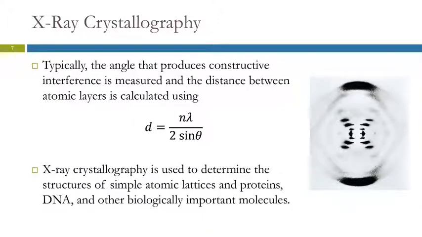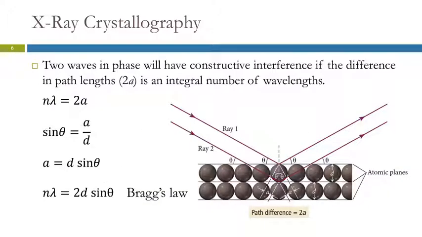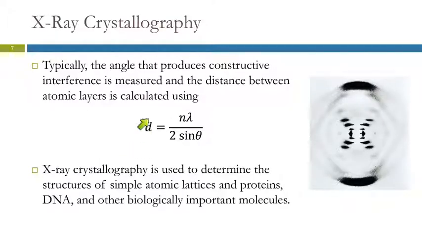The way X-ray crystallography typically works is that you vary the angle at which you're shining the X-rays on the crystal, and then you can figure out at what angle you're getting constructive interference. And from that, you can get the distance. Remember, the distance is the distance between the two layers of the crystal. So you can rearrange Bragg's equation for distance: distance equals n lambda over 2 sine of theta.